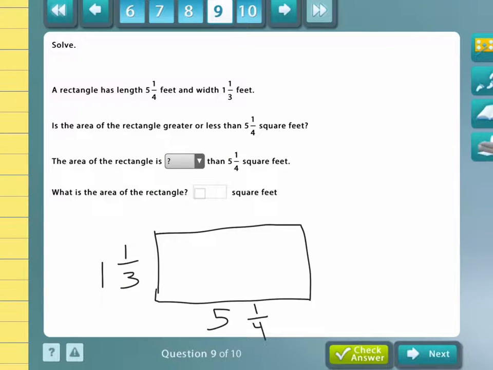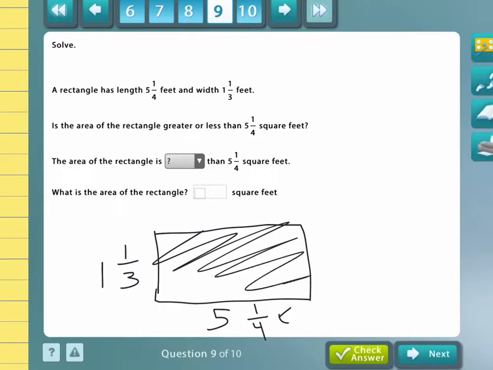There's a rectangle. It has a length of 5 1/4 right here, and a width of 1 1/3. Is the area, this amount inside, going to be greater than 5 1/4? Well, you have to look at what we're multiplying the 5 1/4 by. We're multiplying by a number greater than 1. So yes, the area will be greater than 5 1/4.